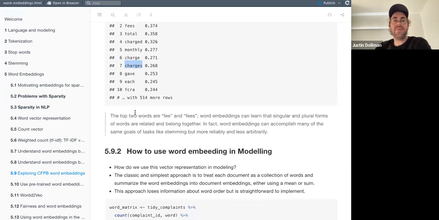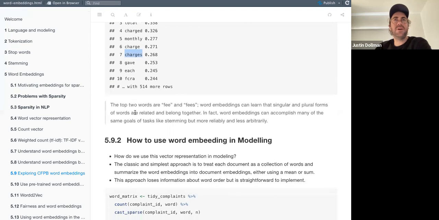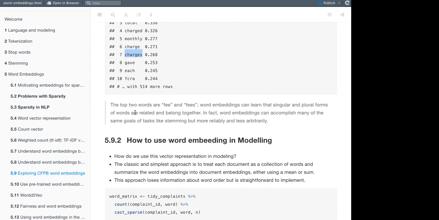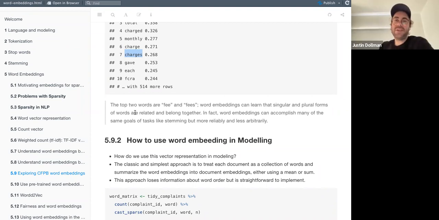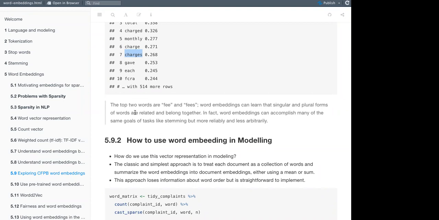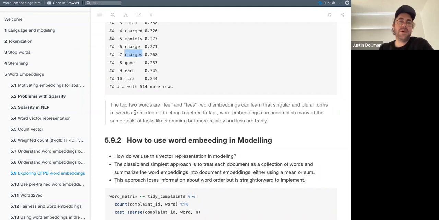So I'm thinking about a different problem, homonyms. It does put fee and fees together, which is what stemming does. Stemming would make their cosine similarity 1 instead of 0.39. I don't know. I don't have any big thoughts.